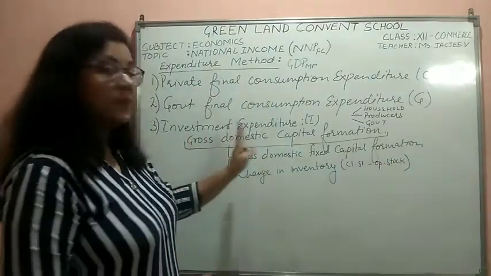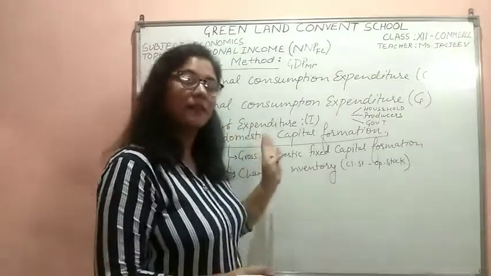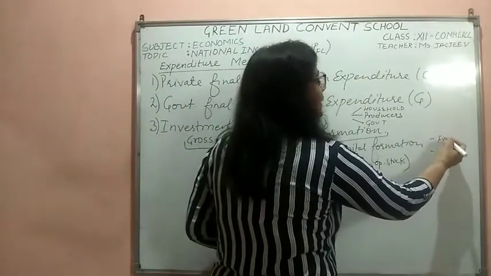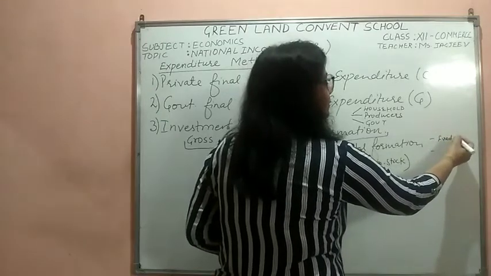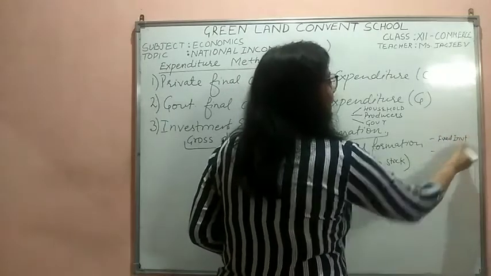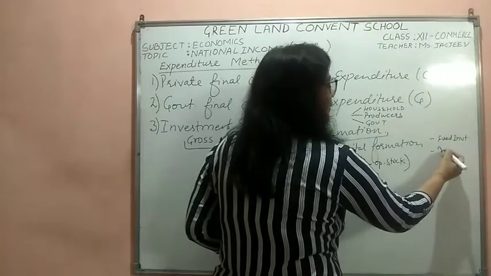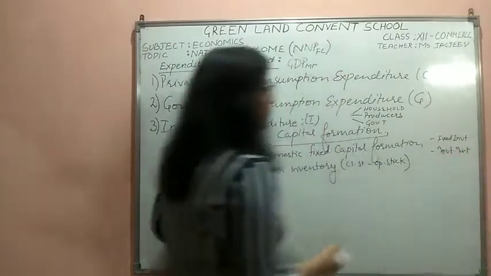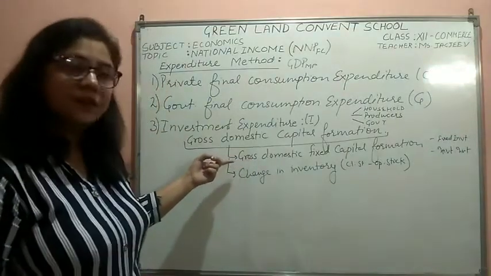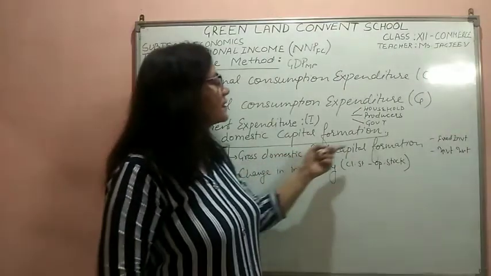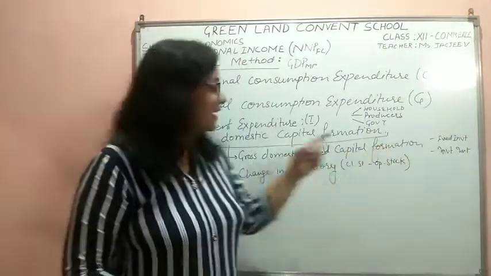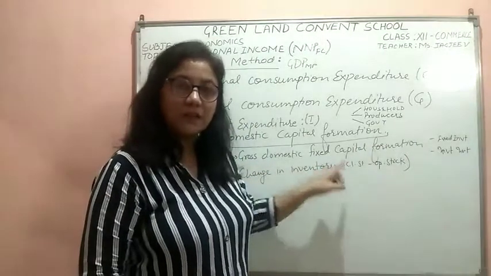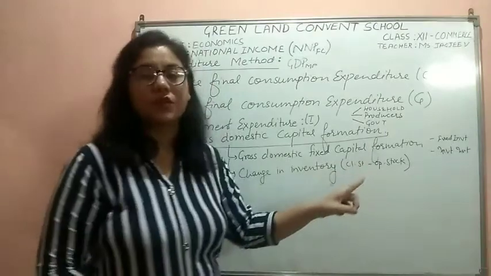Now, investment has two components. We have already done that investment has two components: fixed investment and inventory investment. Fixed investment could be given in the form of gross domestic fixed capital formation. And the second is change in inventory, that is closing stock minus opening stock.